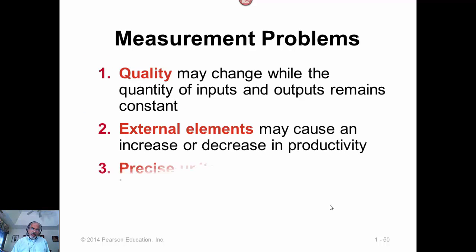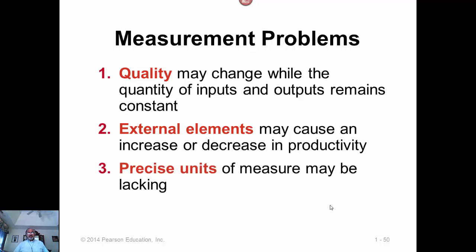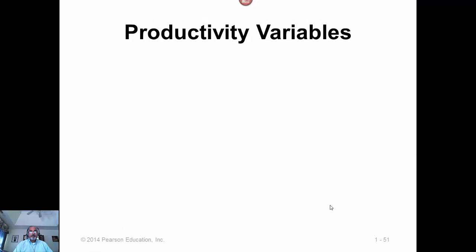Now there are some problems in accurately measuring productivity. When we increase production, going from 8 titles to 14 titles, are they of comparable quality? Maybe the quality has gone down, in which case the productivity improvement is not worth the increase in overhead. There are also external factors, like raw materials and so on, that may increase or reduce productivity. So there are some measurement problems that you have to keep in mind.